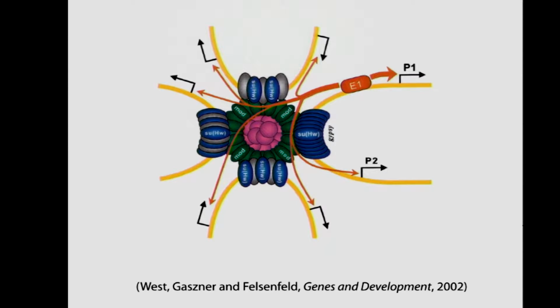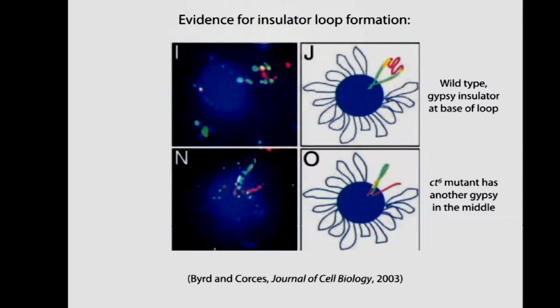Now, is there any other evidence for this? Well, you can see it. This is a case where in wild type we have a loop, and what's down here are copies of that same gypsy insulator sequence, so they've got the same suppressor of hairy wing binding sites, and at the base of the loop you see interaction. And out here you don't.